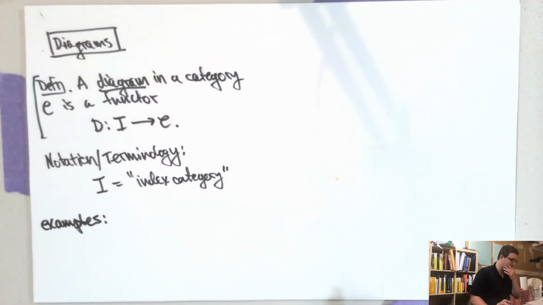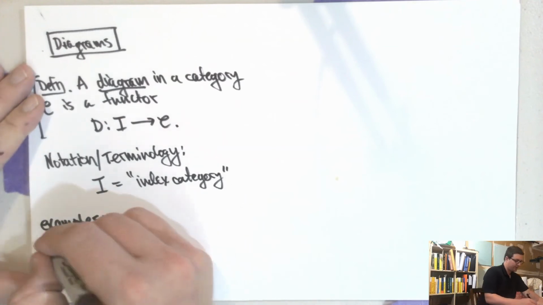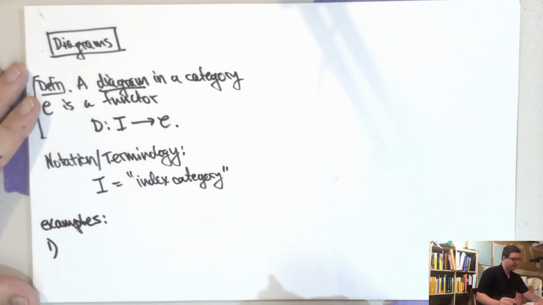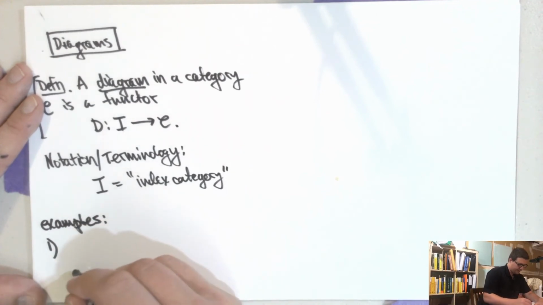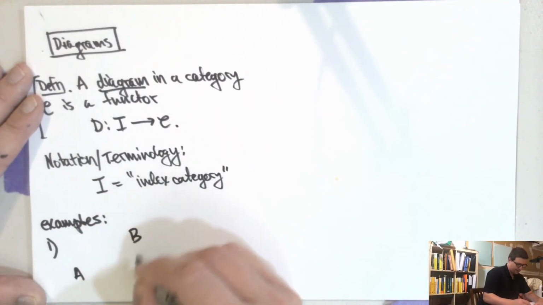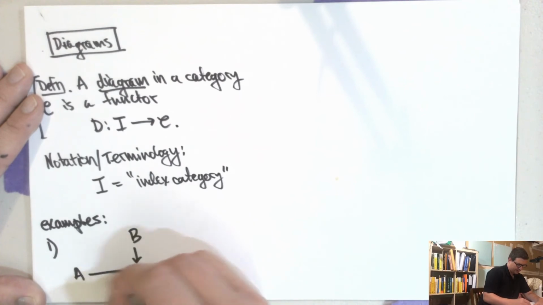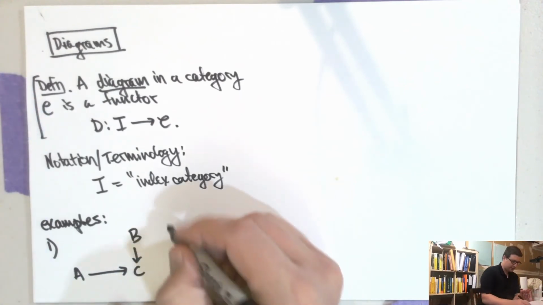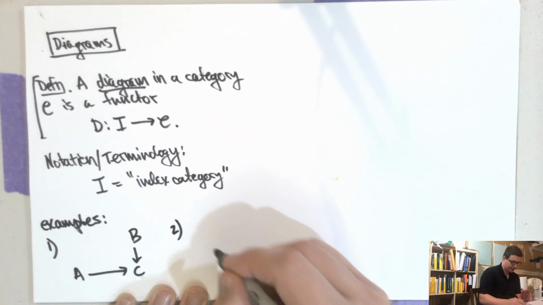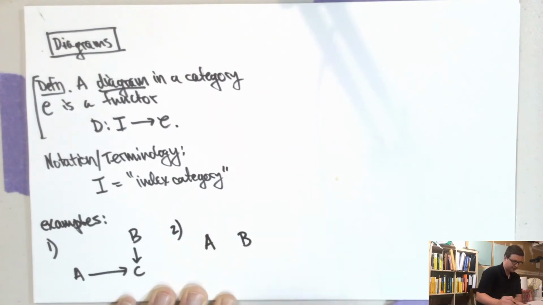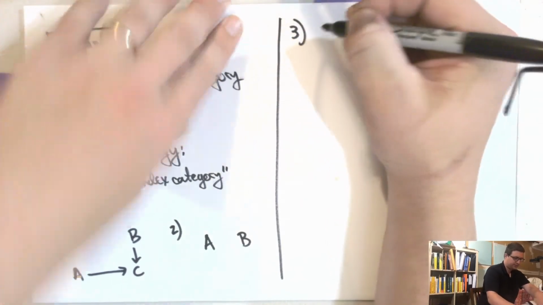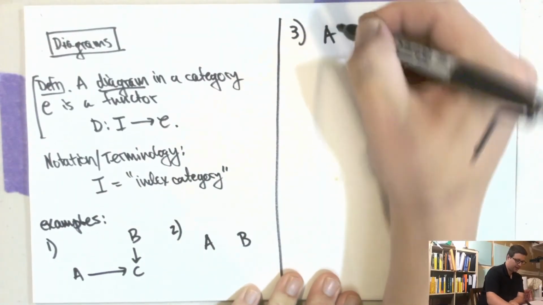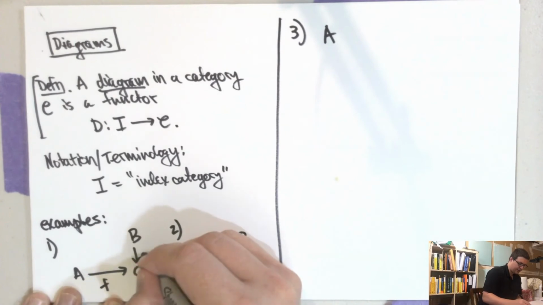The way that we really think about diagrams is as directed graphs. So we could do A, B goes to C. There's a diagram. That's one example. Here's another example, A, B, where we just don't do anything. Here's another example. We could have A, and let's give these F, G.